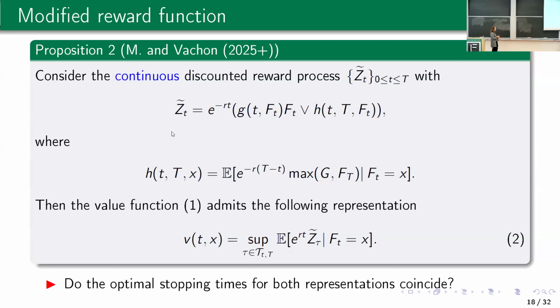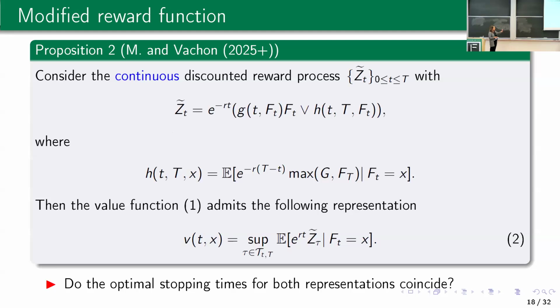If we consider this to be the reward process instead of our original one, which just considers the surrender benefit, we still get the same value function. So now we have rewritten the value function in terms of a continuous reward process. And now all of the nice results that exist in the literature we can apply to this value function, because we have a representation in terms of the continuous reward function.